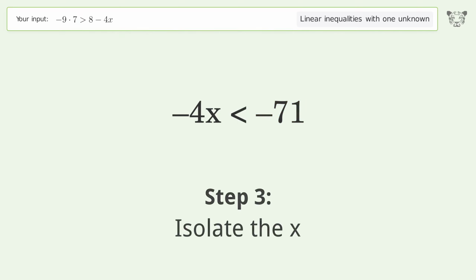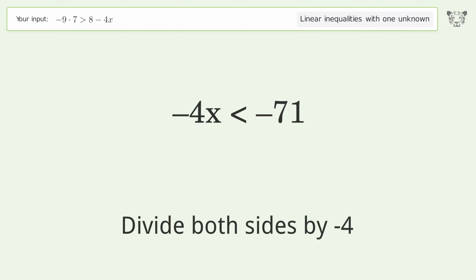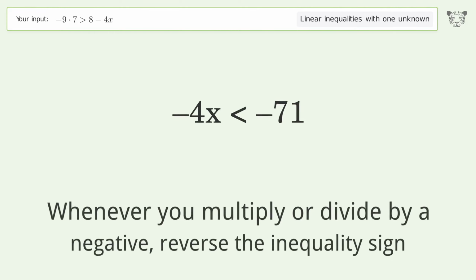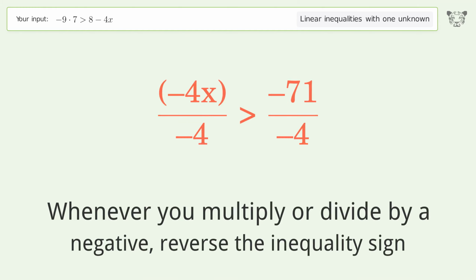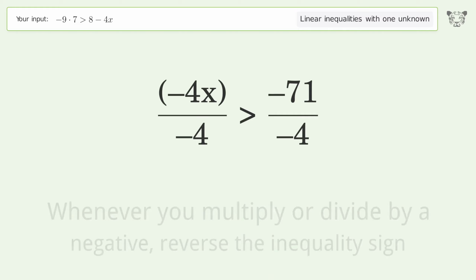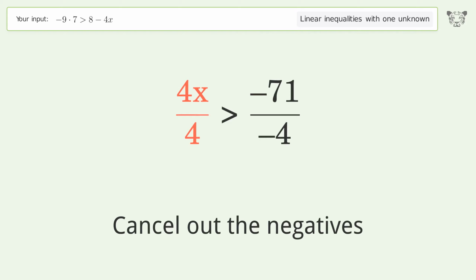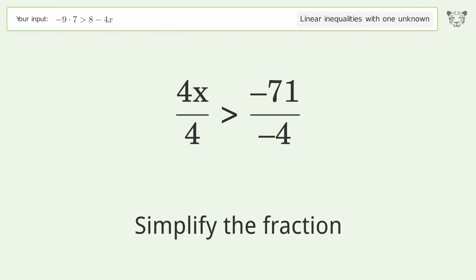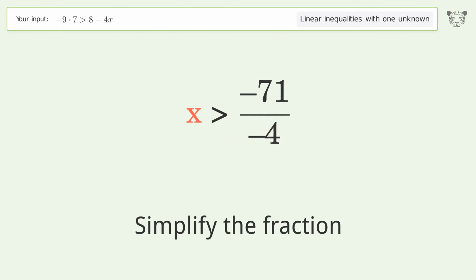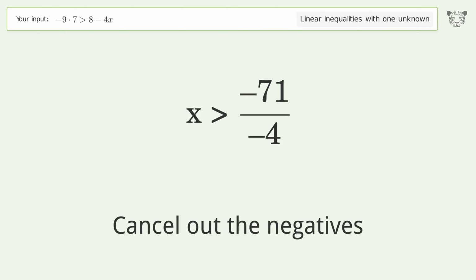Isolate the x. Divide both sides by -4. Whenever you multiply or divide by a negative, reverse the inequality sign. Cancel out the negatives. Simplify the fraction. Cancel out the negatives.